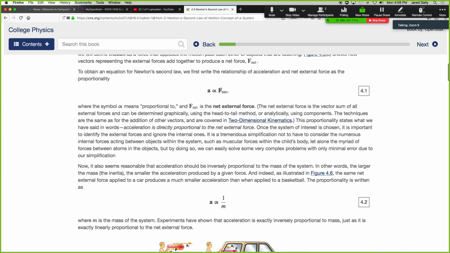In this book and most books, boldface means vectors. So the acceleration vector is directly proportional to the force vector, which means not only do they increase and decrease at the same rate, but they also are in the same direction. So if you apply a force to the right on something, it will accelerate to the right. A net force. It has to be a net force. Remember that net means you add up all the forces, and it will have some force left over pointing in some direction.